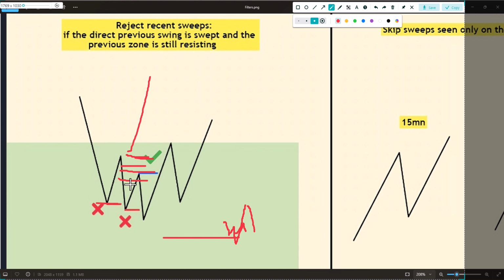Now, I'm not going to show examples in this video, but in the next video, I'm going to show plenty of examples for each one, right? I don't want to make this video long, 1 hour or something like that. So today is explaining the filters. In the next video, I'm going to go to the examples.